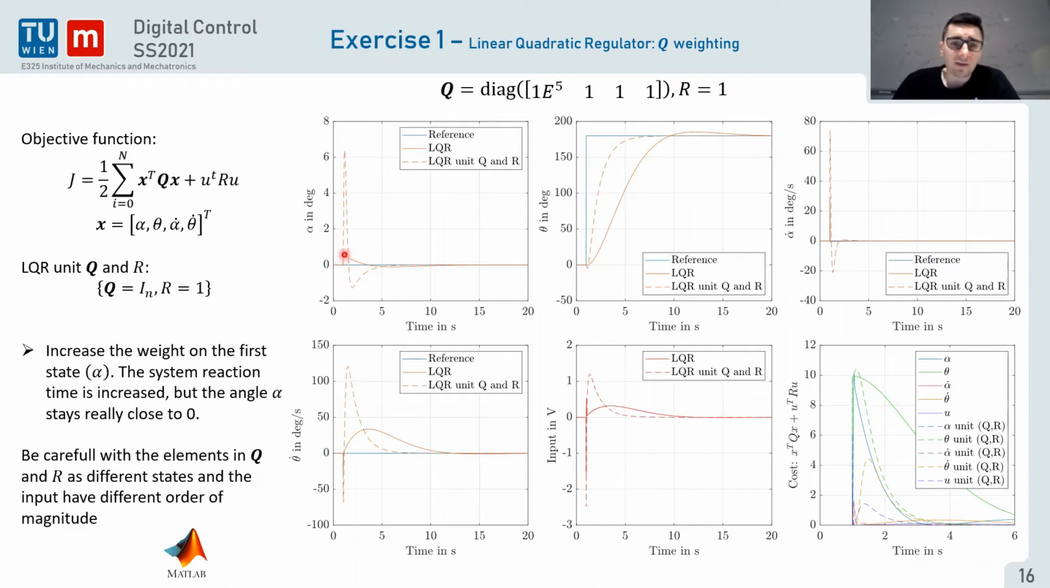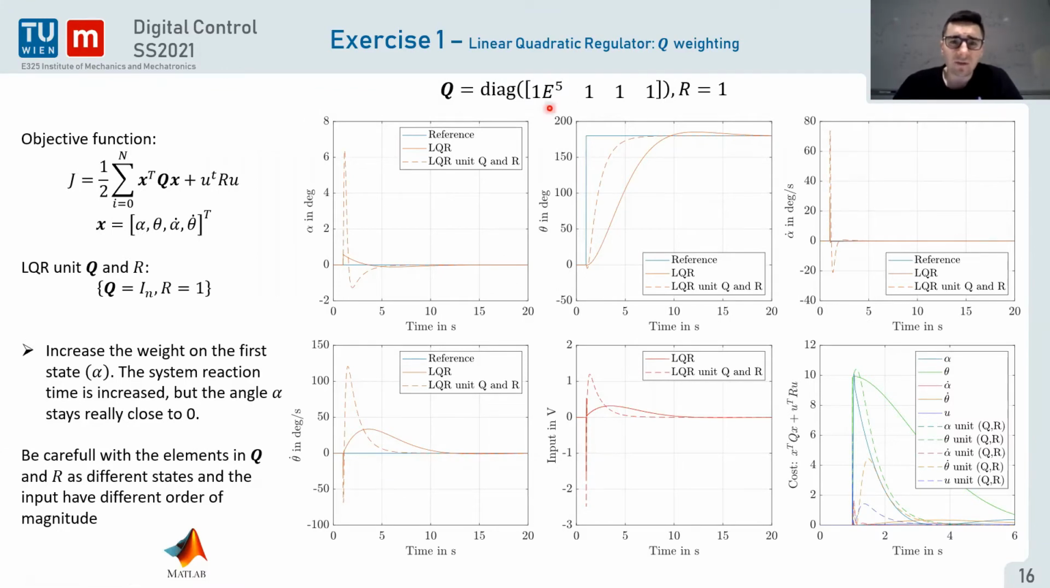And so now you can see that the alpha angle is always really close to zero, but the output takes way more time to reach some desired output, and there's some overshoot also that you can see. And the input is somehow smaller than with unit LQR, because to keep alpha close to 0, I cannot have a really strong input. I need to do everything smoothly.